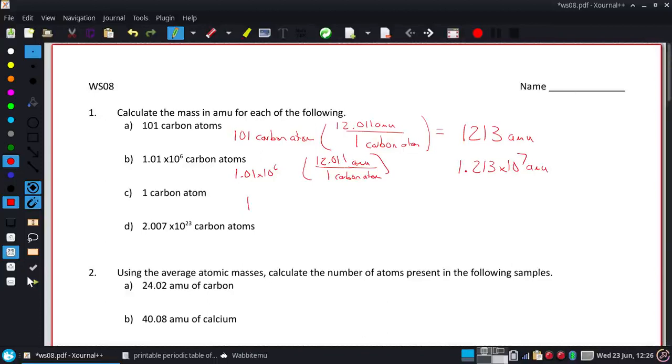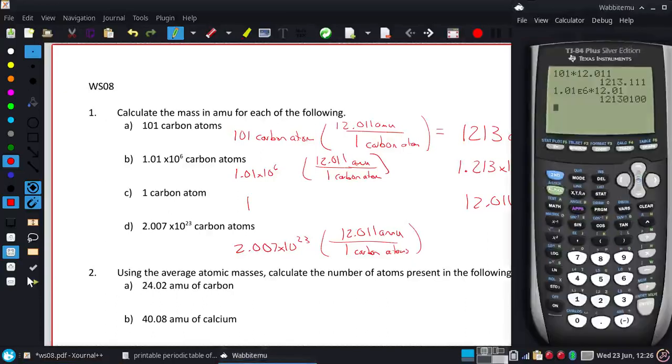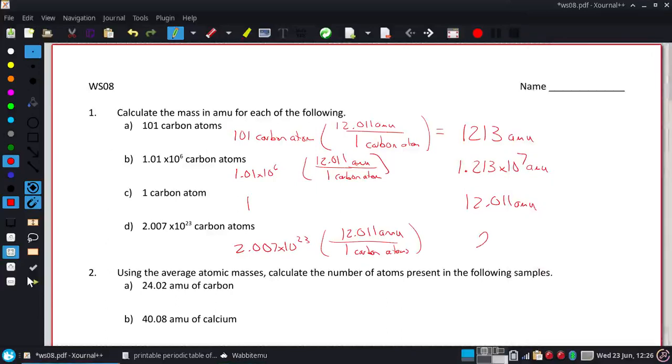This one says 1 carbon atom, so we're just going to be multiplying it by the 12. So this is going to be 12.011 AMUs. And here we have a huge number, 2 times 10 to the 23rd. But that's actually the value we're going to use in the calculation. We're not going to do anything different because we're still just talking about carbon atoms. This is going to have a huge amount of mass in AMUs. And on this calculator, I enter that first number with the EE button. And I get a value of 2.41 times 10 to the 24th AMUs.